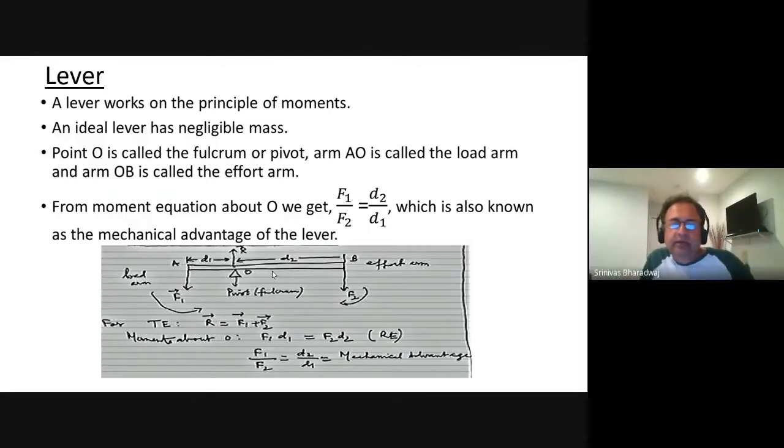Now this idea where you apply a smaller force to hold off a bigger force is called mechanical advantage. Mechanical advantage in lever terms is D2 by D1. So you use a smaller force to leverage a bigger force.